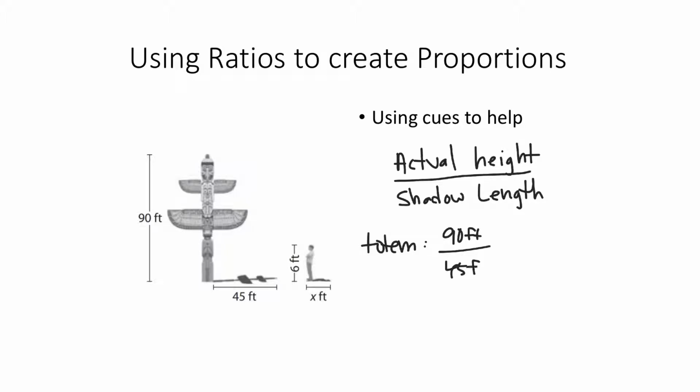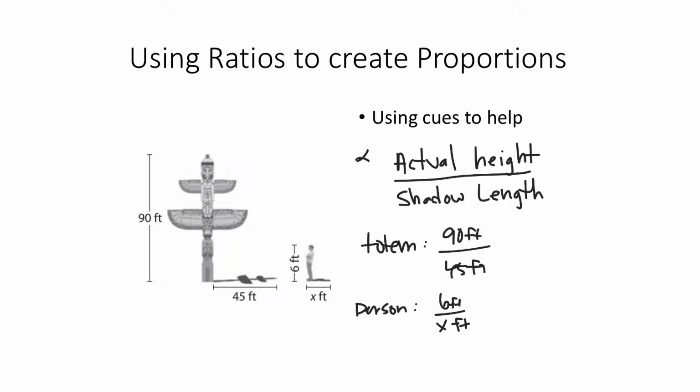So we're making this comparison of two different things. Now they refer to two different things, so that's the idea. And then the person, their ratio is 6 feet for their actual height, and then their shadow length is X number of feet. So it doesn't matter if it's a number or a variable, we can use these two things to talk about how these are ratios and how they're comparing.